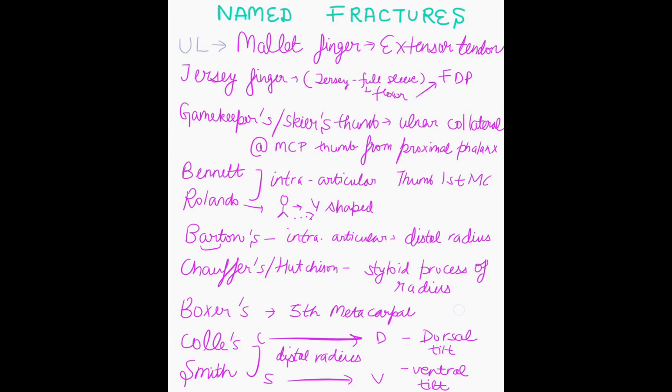Jersey finger is related with the flexor digitorum profundus tendon rupture. So how will we remember the jersey? Jersey is a full sleeve sweater. So jersey is linked with the flexor tendon rupture, and the opposite one, the mallet, will be with the extensor tendon rupture. Then next we have gamekeeper's or skier's thumb.